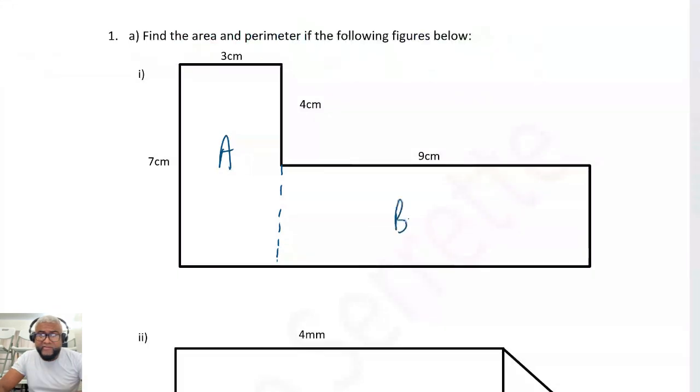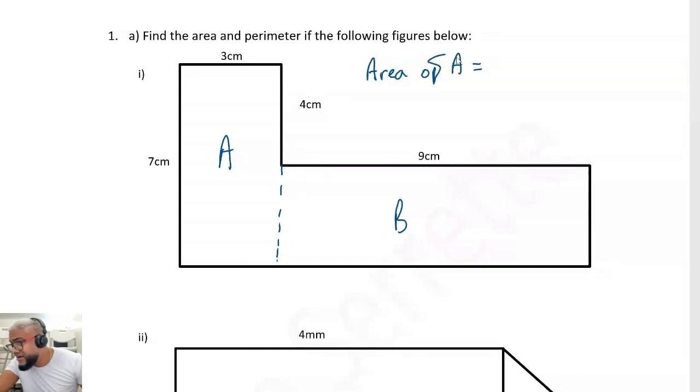So you have A, you have B. The area of a shape is the space inside. So we're going to write area of A. A would be a rectangle. Tyler, what is the formula for area of a rectangle? Length by breadth, length multiplied by breadth.